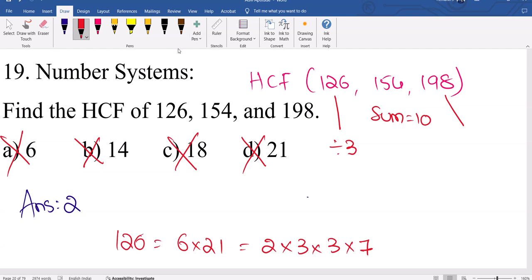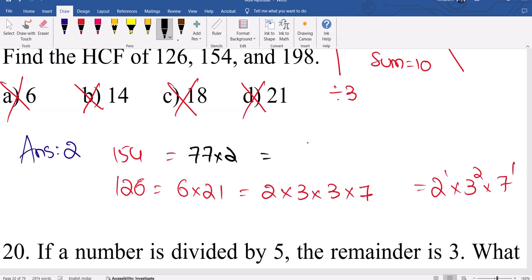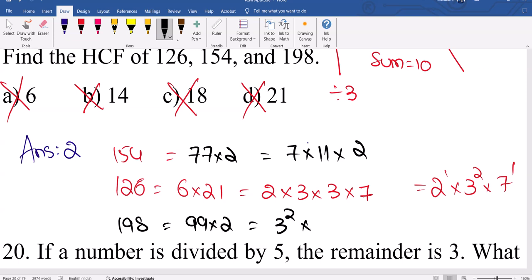Only 2 is common. If you want to give the proof, that's what I am trying here. Writing every number as prime number power, which is 2 power 1 into 3 square into 7 power 1. Now 154. 154 is 77 into 2. 77 is 7 into 11 into 2, fine. Then 198. 99 multiplied by 2. 99 is nothing but 3 square into 11 into 2. Guys, HCF is what? Which is common in all these three? Which number is common in all these three? Only 2 is common. That is why HCF is 2.